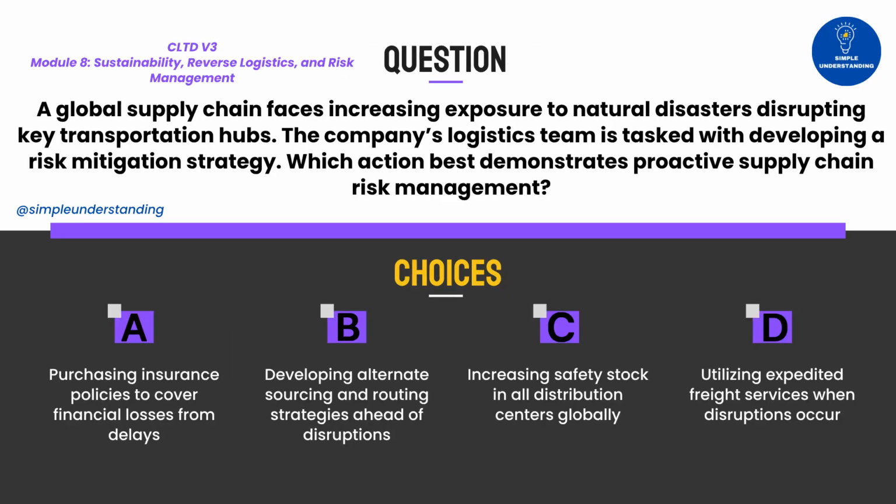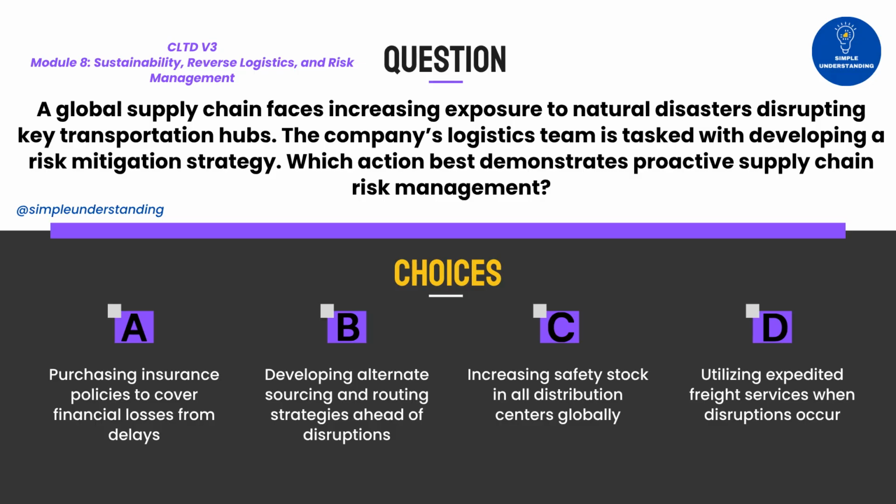Question 4. A global supply chain faces increasing exposure to natural disasters, disrupting key transportation hubs. The company's logistics team is tasked with developing a risk mitigation strategy. Which action best demonstrates proactive supply chain risk management? A. Purchasing insurance policies to cover financial losses from delays. B. Developing alternate sourcing and routing strategies ahead of disruptions. C. Increasing safety stock in all distribution centers globally. D. Utilizing expedited freight services when disruptions occur.